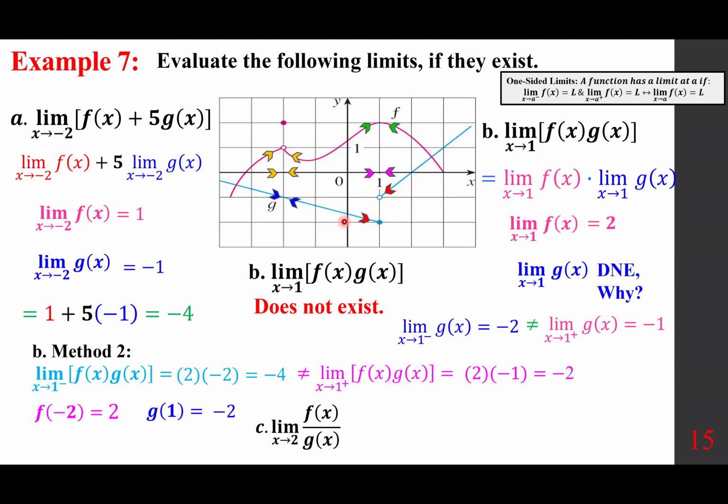The limit of f of x over g of x as x approaches 2. Well, it doesn't exist. Does not exist. Why is that? The g of x, the blue one, as x approaches 2, has the limit of 0. That's the problem. So the denominator, namely g of x, approaches 0, while the numerator approaches a non-zero number. So that's the reason.